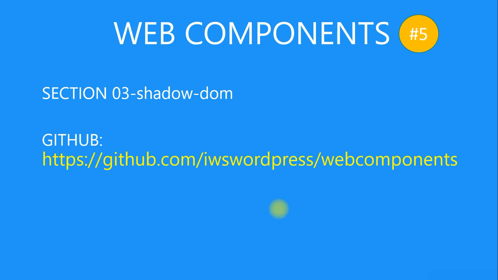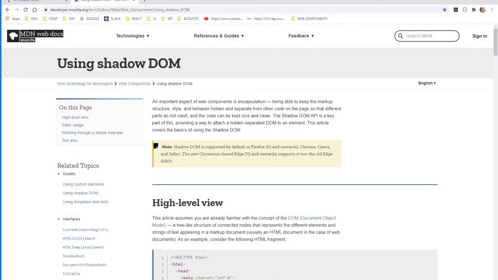Welcome to section 3, the Shadow DOM. If we go to the MDN site and look at what the Shadow DOM is, it's basically a way of encapsulating web components, so that, for example, one of the most important things is that any CSS styles in the web component don't actually bleed out and affect styling on the rest of the page.